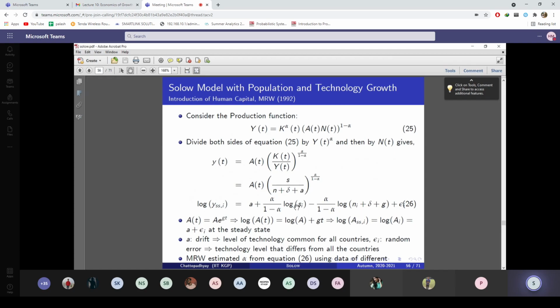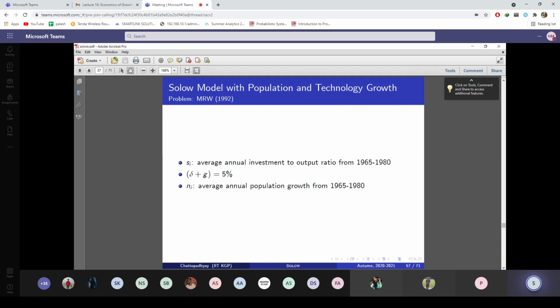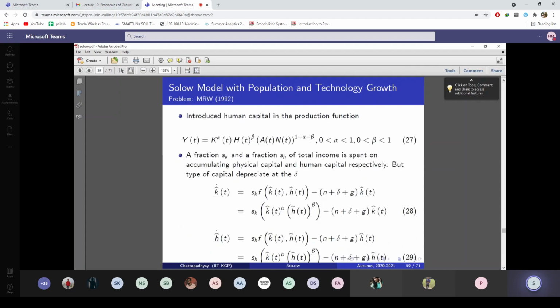So both of these facts tell us that we are missing something in the production function, and they introduce human capital into the production function. So I'm following this Mankiw, Romer, and Weil work. So this is the production function they have started following.